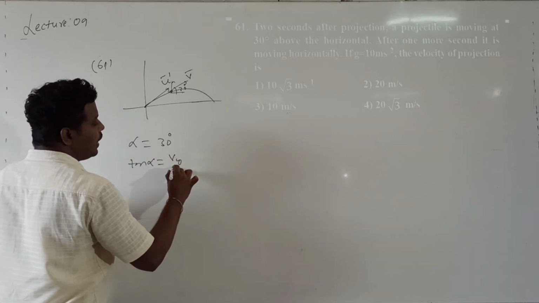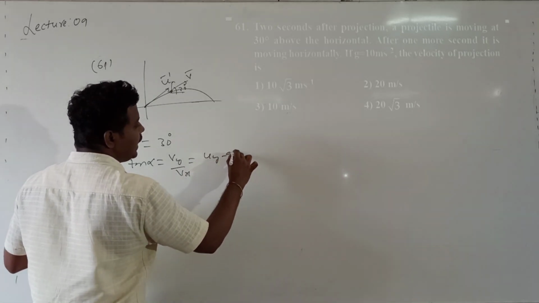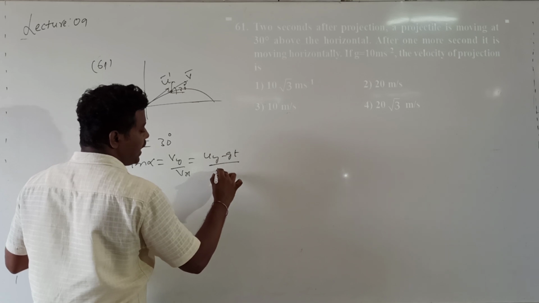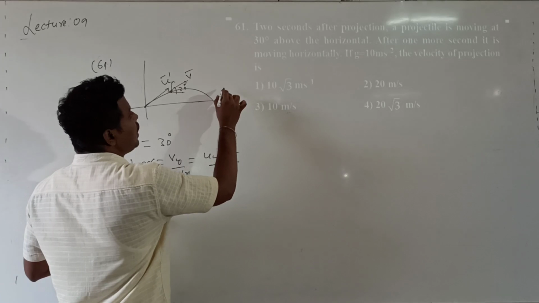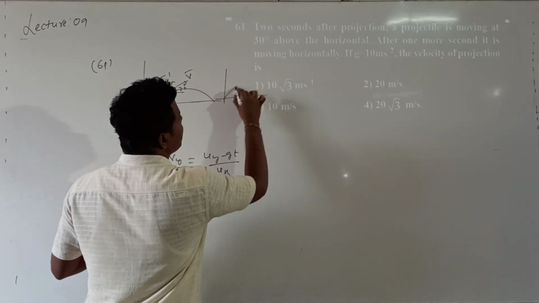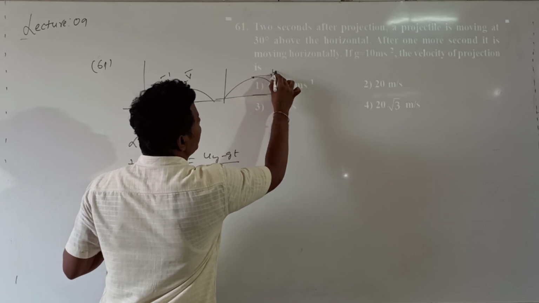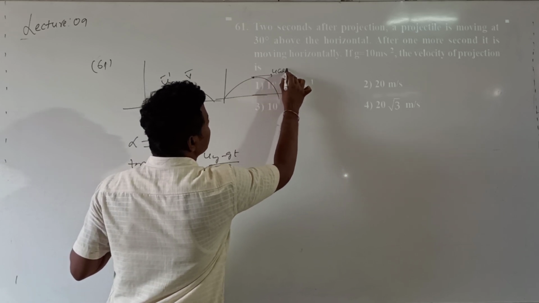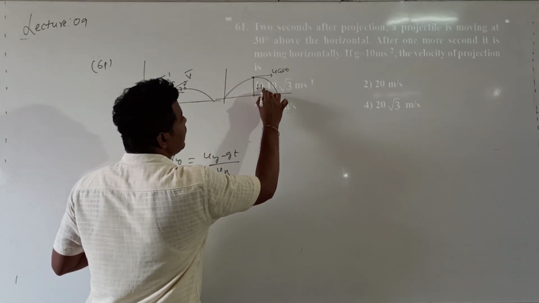When alpha is given as 30 degrees, what is tan alpha? Tan alpha value is Vy divided by Vx. So Vy value is Uy minus g t, divided by ux. Vx value will be ux. And also they are telling that after 1 more second the body is moving horizontally. Moving horizontally means this is u cos theta. It is moving horizontally means the body is reaching the maximum height.